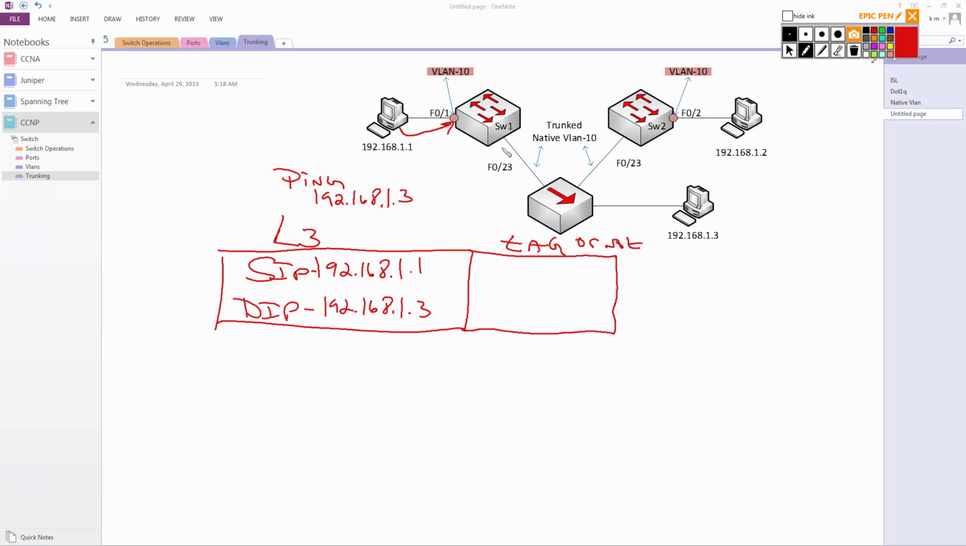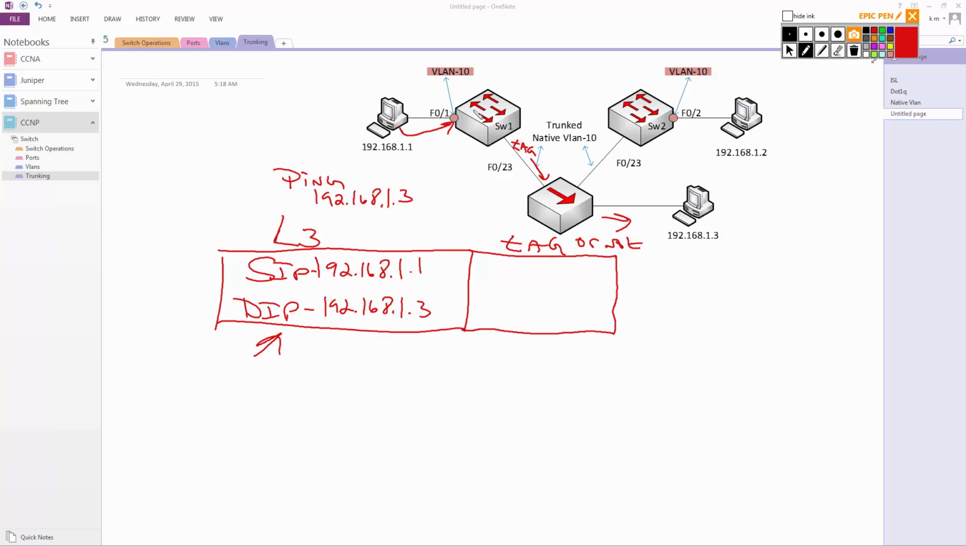So if that traffic comes in here as tagged, it comes in here again. PC, this will get it, but it won't be able to read it. If it's untagged, he will get this information. He will be able to read it. And guess what's going to happen? We have to understand that this is VLAN 10 traffic.